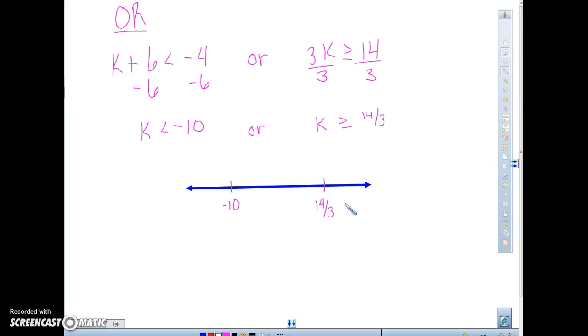And look at them individually for their circle. K is less than negative 10, so open circle. K is greater than or equal to 14 over 3, closed circle. And you graph them individually. If it says our variable is less than negative 10, well, it could be this answer. So our answer to this problem could be less than negative 10, or it is greater than or equal to 14 over 3. So our answer could be negative 11. It could be 5. It could actually be 14 over 3. It can't be anything in the middle here, and it cannot be negative 10 because it's just less than negative 10, not negative 10 itself.